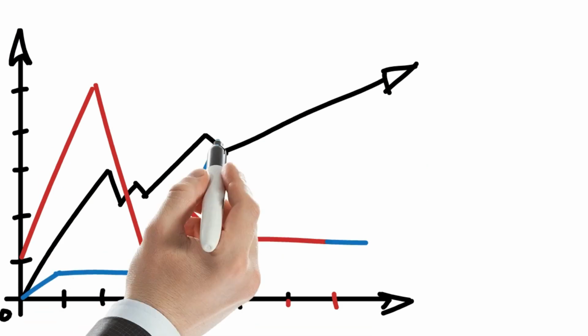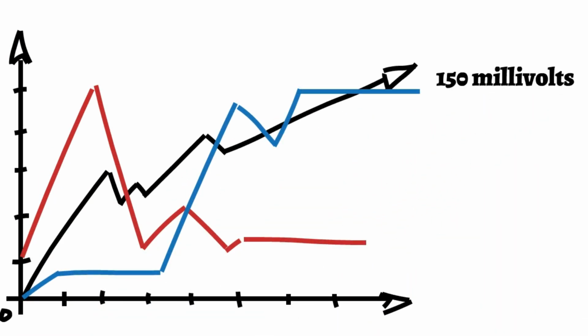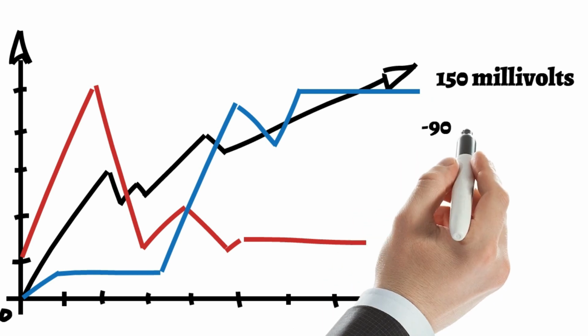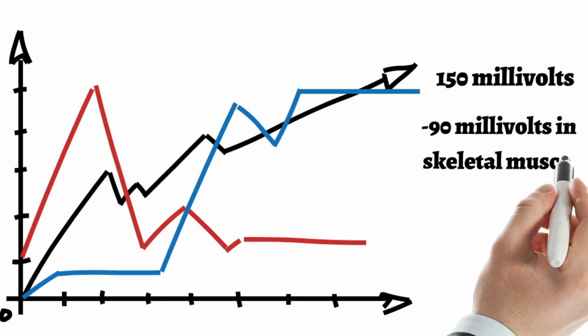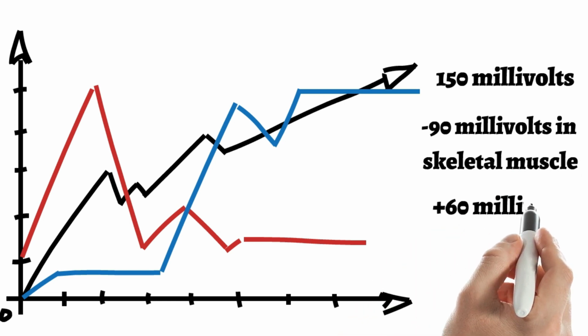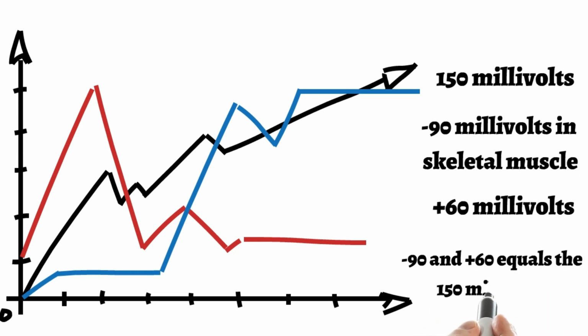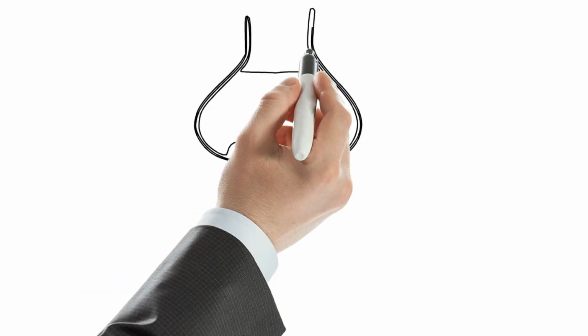This gradient is about 150 millivolts and is computed as the absolute difference between the resting membrane potential, minus 90 millivolts, in skeletal muscle, and the sodium Nernst equilibrium potential, plus 60 millivolts. Adding the absolute value of minus 90 and plus 60 equals the 150 millivolts of electrochemical gradient forcing sodium into the cell, creating an action potential.